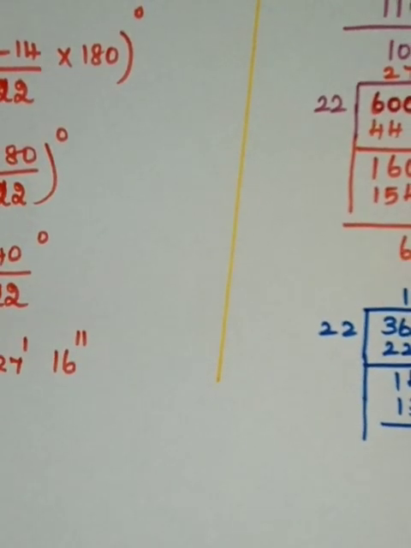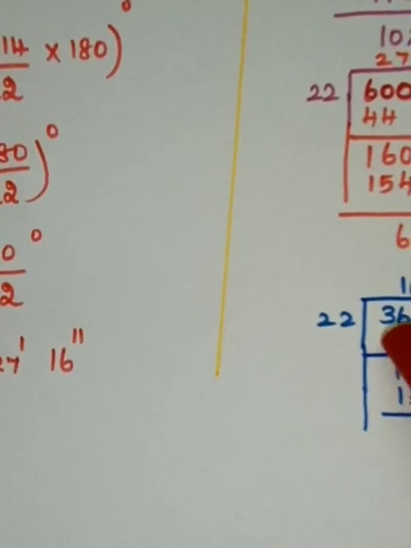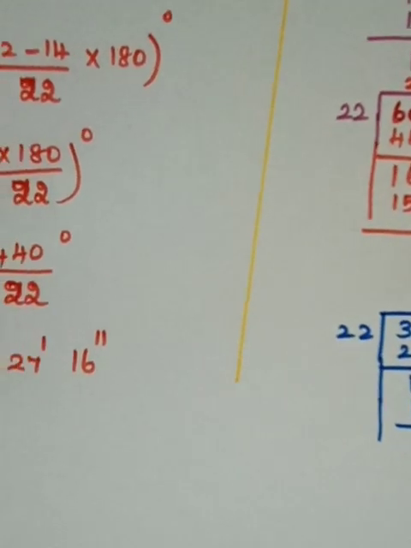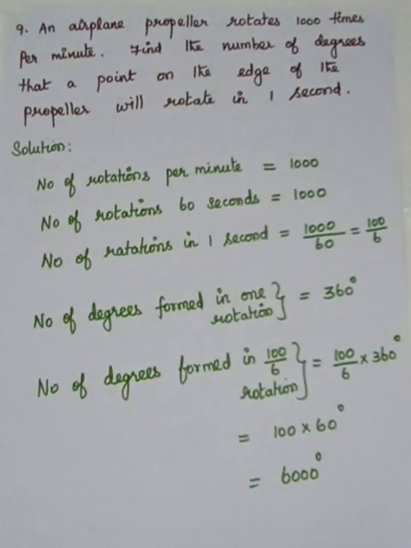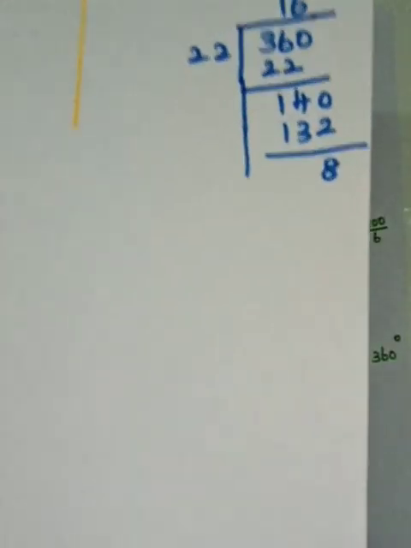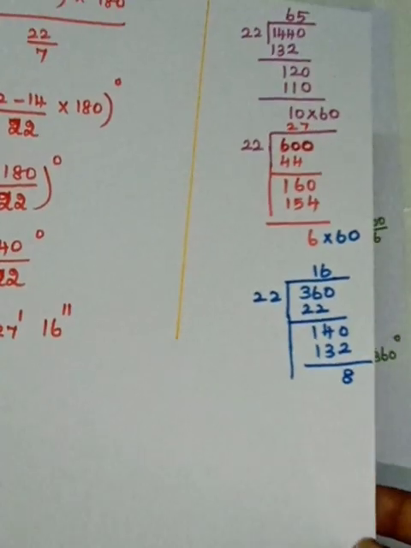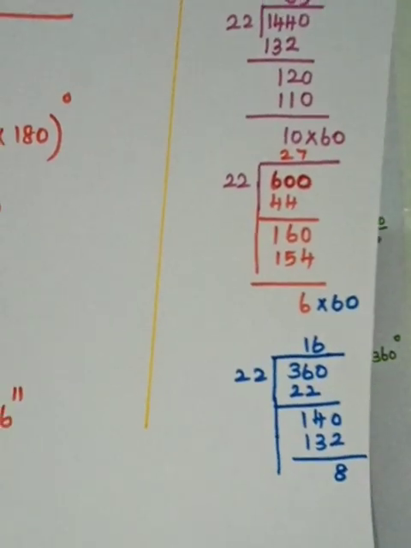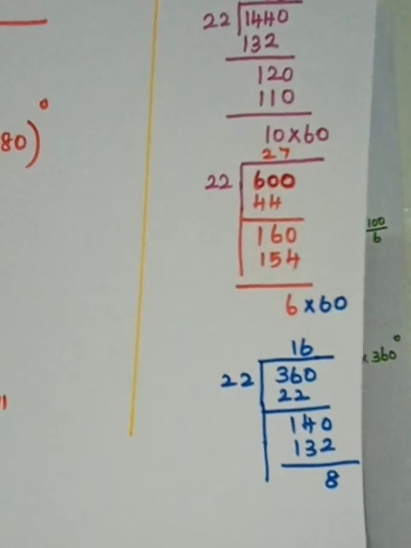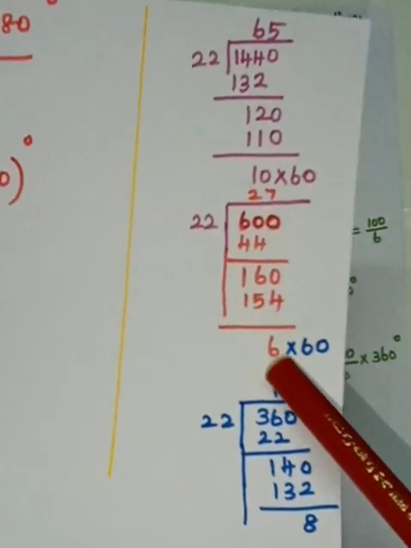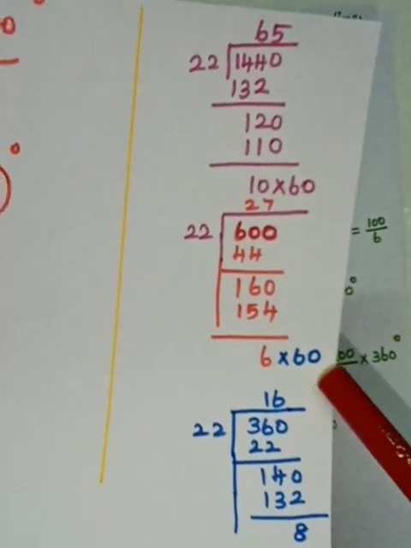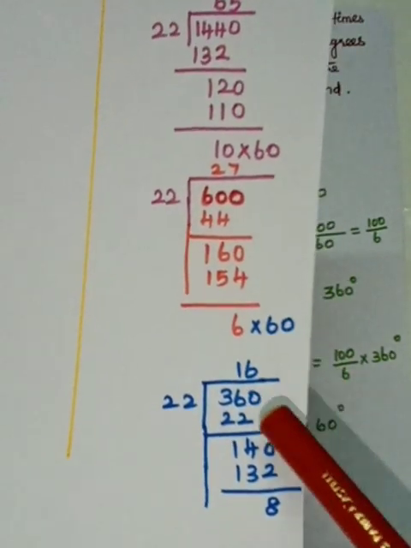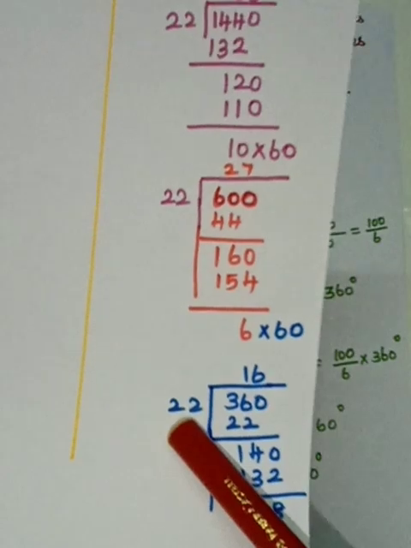Okay, about 6 into 60, so that is equal to 360. So 1 minute is equal to... 1 degree is equal to 60 minutes and 1 minute is equal to 60 seconds. So therefore the 6 has to be multiplied into 60. So 6 into 60 is 360. This 360 has to be divided by 22.